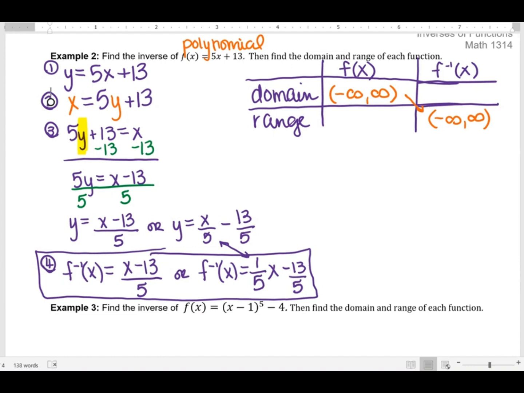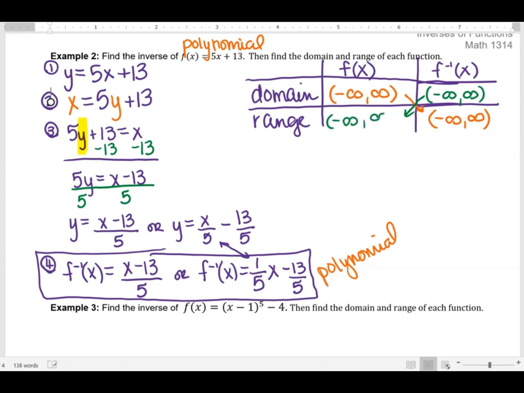Now our inverse, even though it looks kind of icky, does not have any radicals. It does not have any exponents other than the one. Doesn't have any variables in the denominator. This guy is another polynomial. Just looks a little different, but that's okay. And because he's a polynomial, we know the domain is negative infinity to positive infinity, which means that the range of the original is also negative infinity to positive infinity.